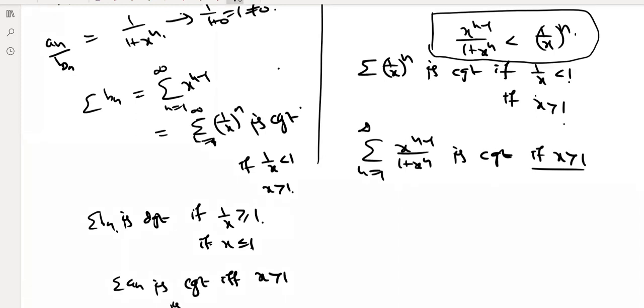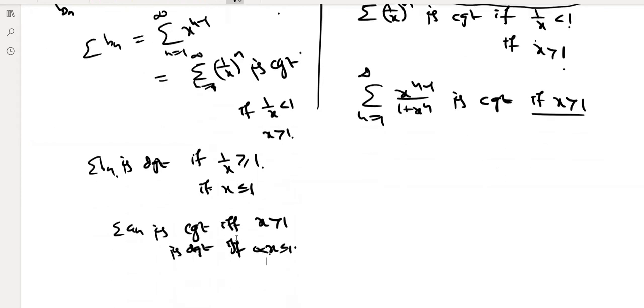Right? This series is divergent if and only if x is less than or equals to 1. Right? x is positive, you are given. So this is convergent whenever x is bigger than 1. This is divergent whenever x lies between 0 to 1 including 1. Right?